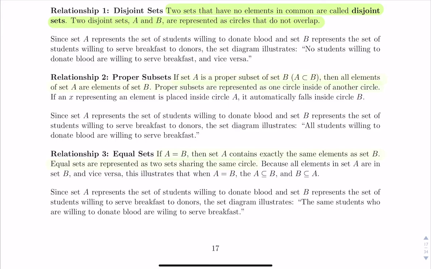The next relationship is a proper subset. So if set A is a proper subset of set B, which means they can't be equal, then all elements of set A are elements of set B. And proper subsets are represented as one circle inside of another circle. So if an X representing an element is placed inside circle A, it automatically falls into circle B. So since set A represents those willing to donate blood and B is willing to serve breakfast, all students willing to donate blood are willing to serve breakfast. So if they're in one category, they automatically fall into the other one.